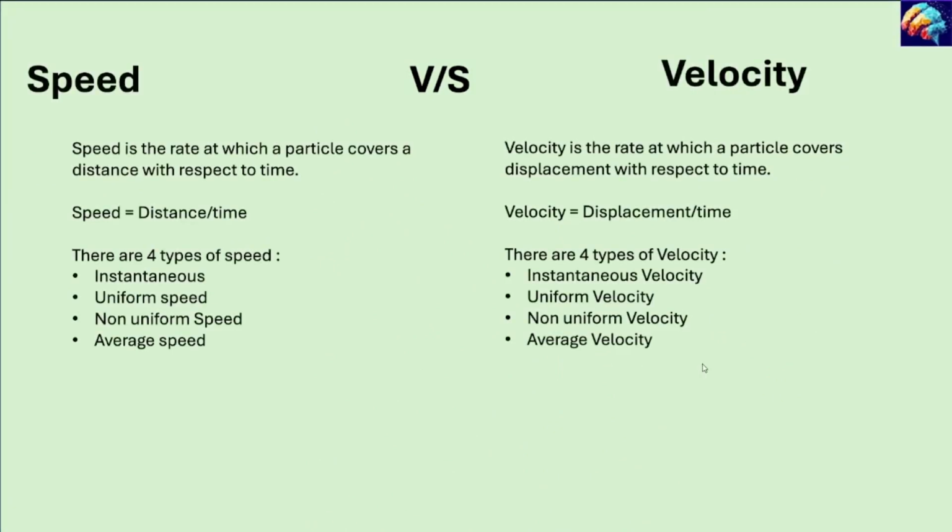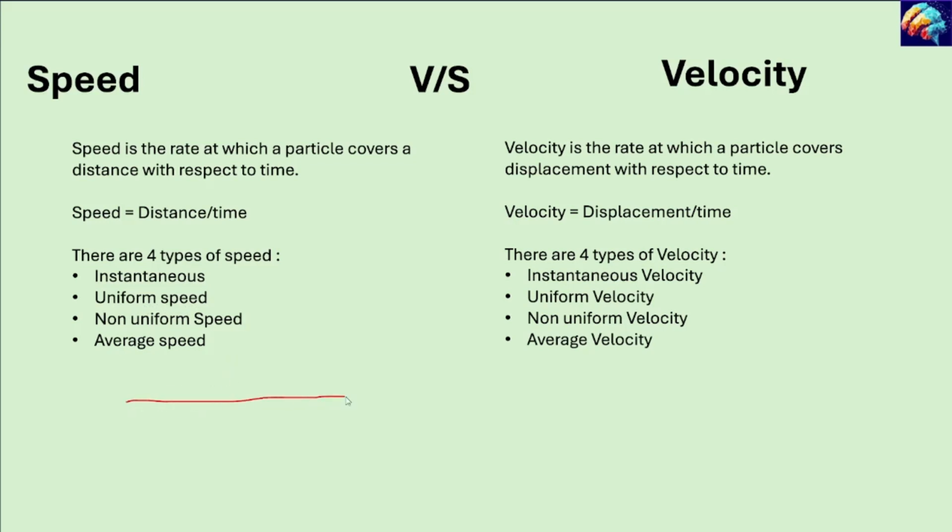Speed is the rate at which a particle covers a distance with respect to time. The formula for speed is distance by time. There are 4 types of speed: instantaneous speed, uniform speed, non-uniform speed, and average speed. For instantaneous speed, the speed given at an instant of a moving object is called the instantaneous speed.